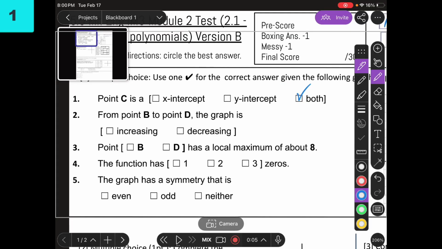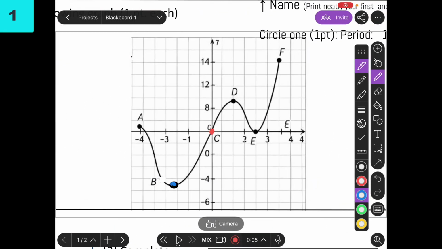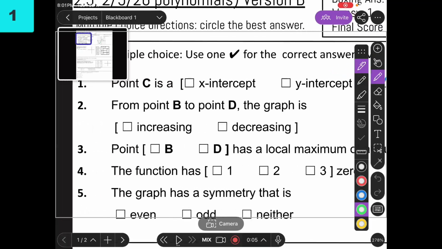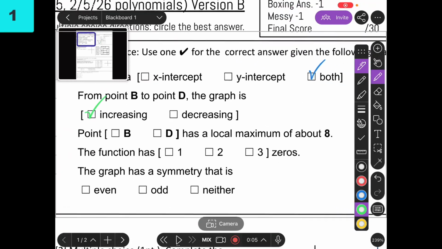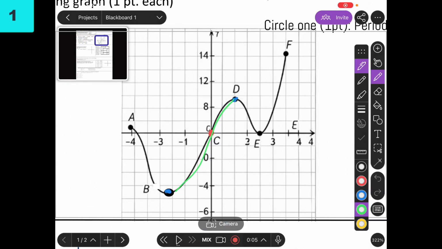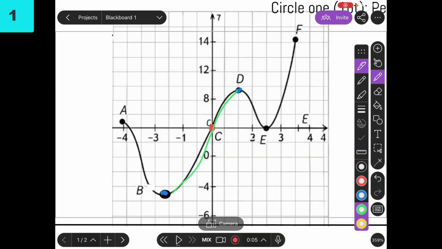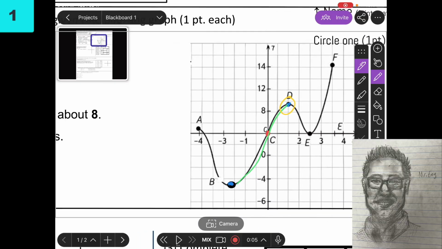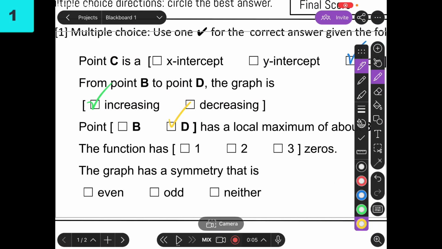Okay, for B to D, what's going on between B and D? B is down here, D is down here. Going from left to right, this is increasing, so I have to circle increasing. Next up, I have B and D. What are they? Local max, local min? So I'm looking at D, and if you notice, point D, everything around it is lower, so that makes it a local max. So this is how I know that it's a local max for point D.